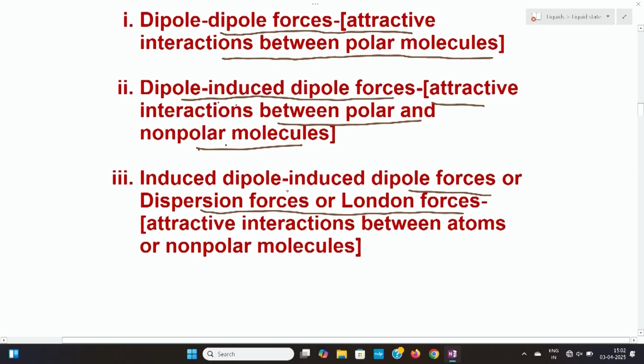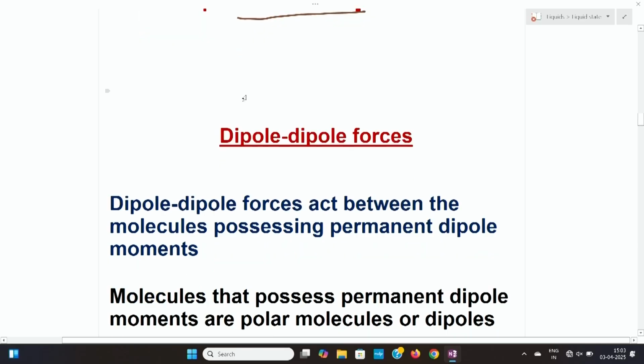And induced dipole and induced dipole forces are the attractive interactions between atoms or nonpolar molecules. Here we have three different types of attractive forces: the first one is dipole forces, the second one is dipole-induced dipole forces, and the third one is induced dipole forces. Now, first we will see what dipole forces are in detail.